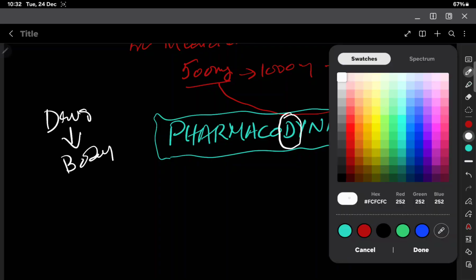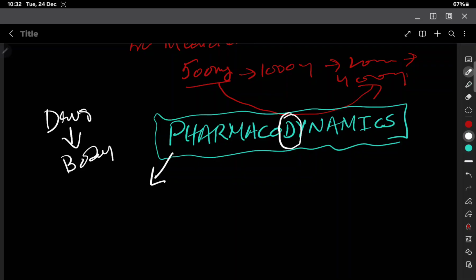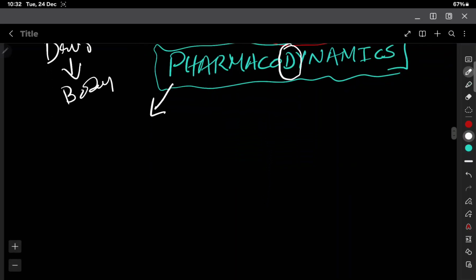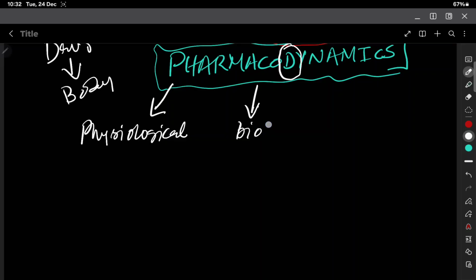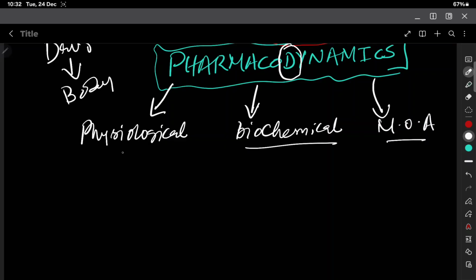First thing, there will be a physiological effect. Second thing, there will be a biochemical effect. And third, the mechanism of action. So these are the three important things here.